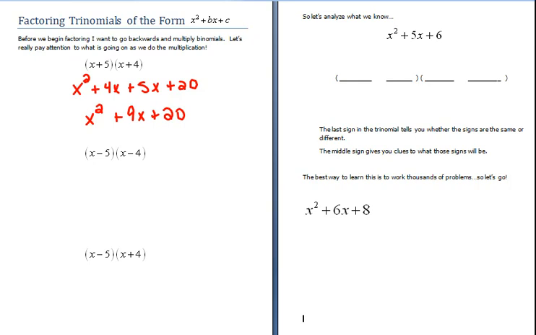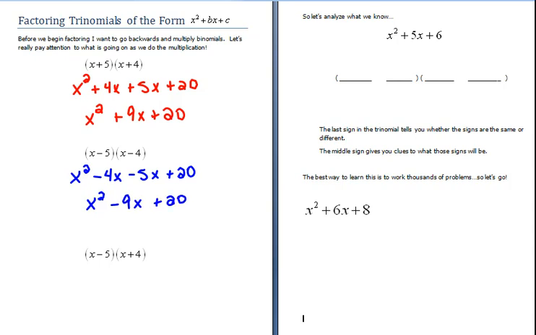All right, let's look at the next one, because this is identical except the signs are negative instead of positive. So here again, we would distribute to get x squared, and then minus 4x, now distributing our negative 5 to get minus 5x, and then a positive 20. When we combine our like terms, we get x squared minus 9x plus 20.